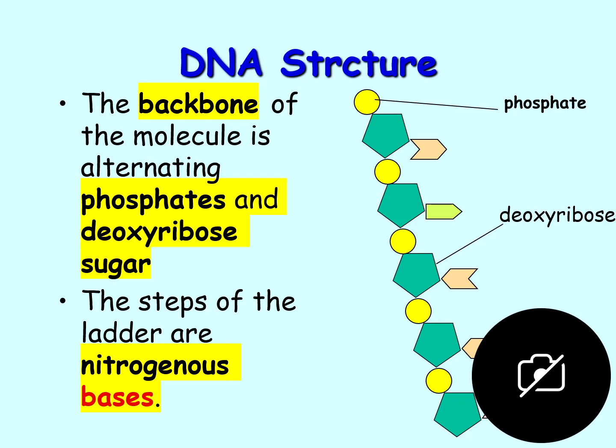And then the steps of the ladder that connect the two sides of the ladder are the bases, and they're called nitrogenous bases because their structures both have nitrogen in them. So the backbone, or the handrails, of this structure is phosphate, sugar, phosphate, sugar, phosphate, sugar. And over here, where the little pink arrows and the little yellow arrows are, those are the bases, and we call them nitrogenous bases. I'm going to move forward to the next slide, so if you're not ready yet, go ahead and pause the video.